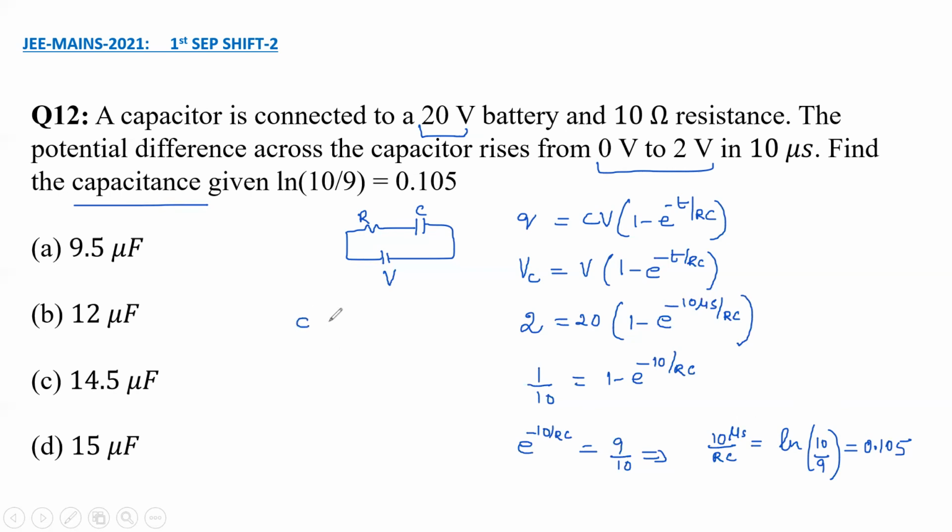Now we want capacitance. So capacitance is equal to 10 microseconds divided by the resistance, which is 10 ohms, into 0.105. And therefore, since the denominator is close to 1.05 and the numerator is 10, we can say the capacitance is close to 9.5 microfarad. I hope you are clear with this.